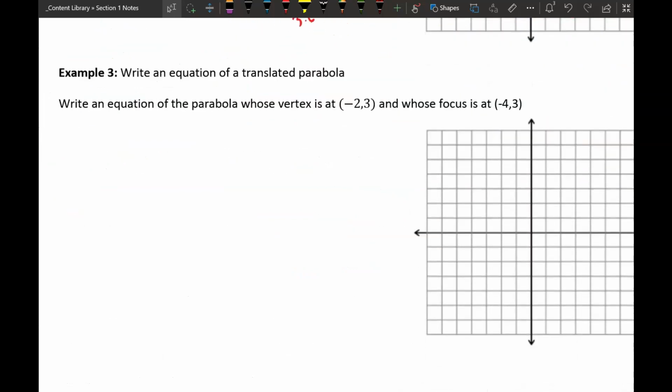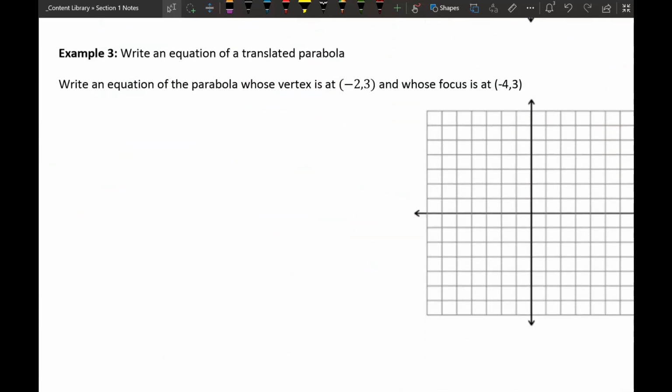Okay, in example 3, we want to write an equation of a translated parabola. So we want to write an equation of the parabola whose vertex is at -2, 3, and whose focus is at -4, 3. Well, let's start by just writing what is the equation of a parabola. And keep in mind they can open left or right.